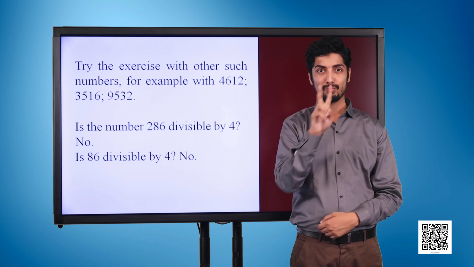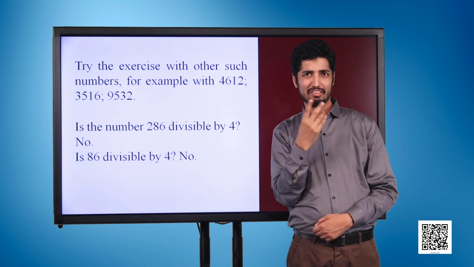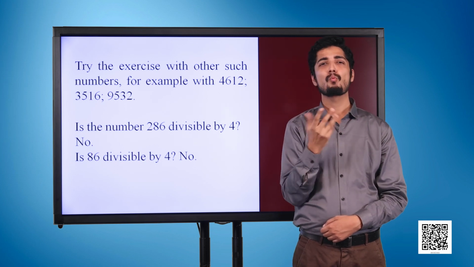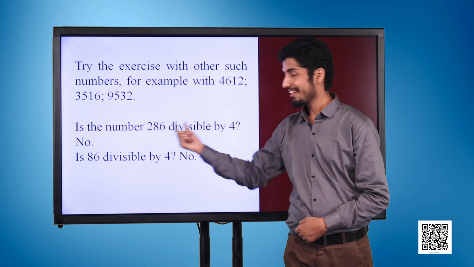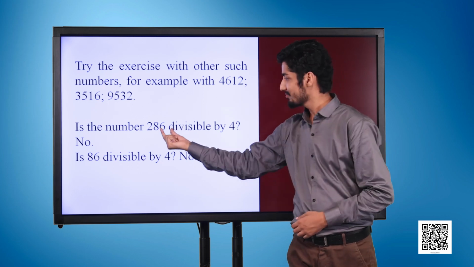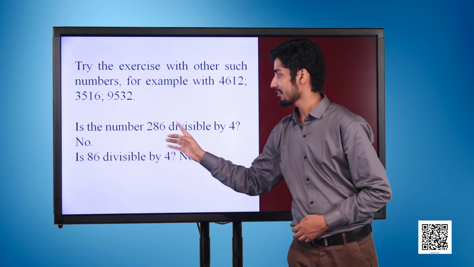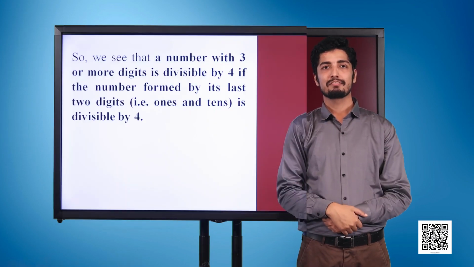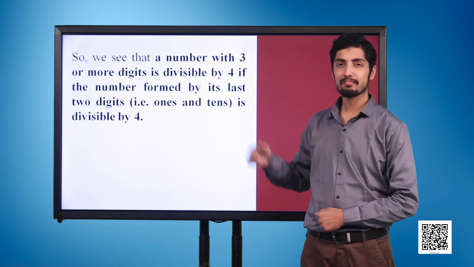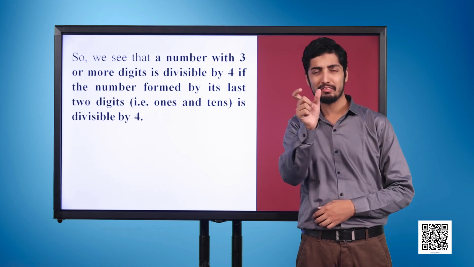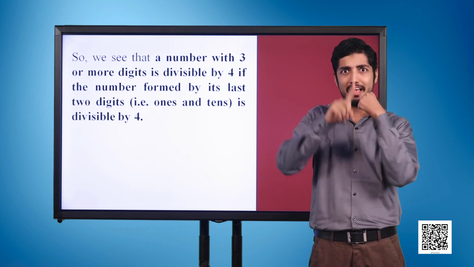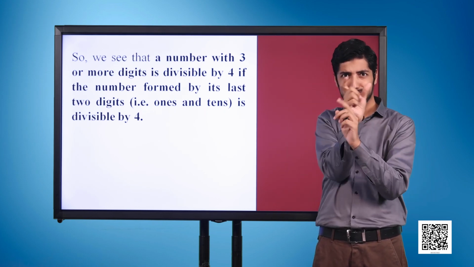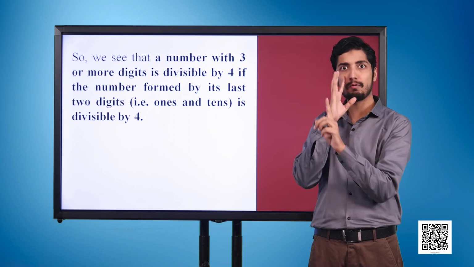Is the number 286 divisible by 4? No. Is 86 divisible by 4? No. So we see that a number with 3 or more digits is divisible by 4 if the number formed by its last 2 digits, that is ones and tens, is divisible by 4.